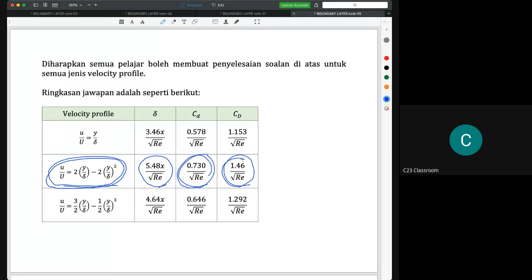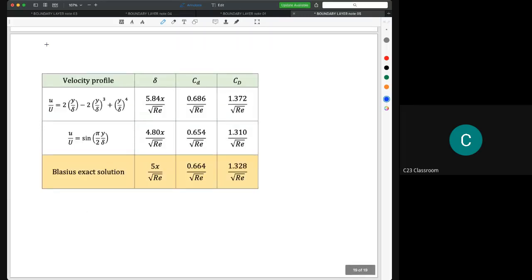So sekiranya kita menggunakan velocity profile yang berbeza, kita akan mendapat nilai yang berbeza. So semua velocity profile ini ada kemungkinan untuk ditanya di dalam peperiksaan. So maknanya saya harap pelajar dapat mencuba di rumah, untuk mendapatkan nilai ini. So jadi kalau awak nak snap gambar boleh, saya beri awak peluang untuk snap yang ini. So ini adalah jawapan untuk 3 profil. Kemudian saya akan untuk 2 profil yang lain, maknanya kuasa 4 dan juga sinusoidal yang kita ada.